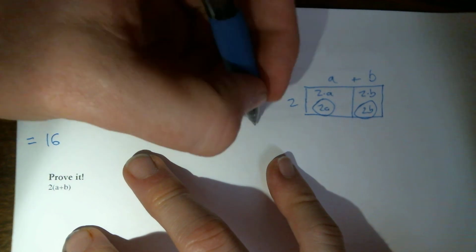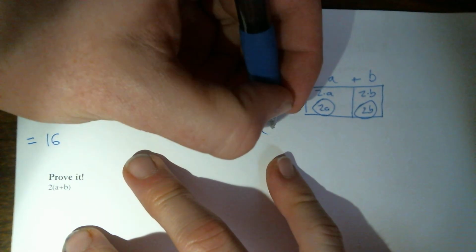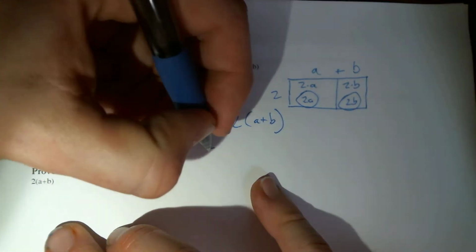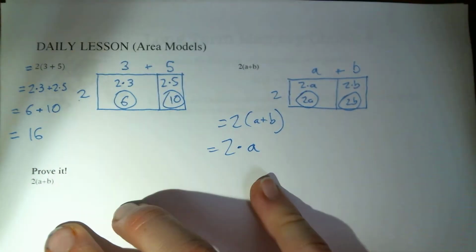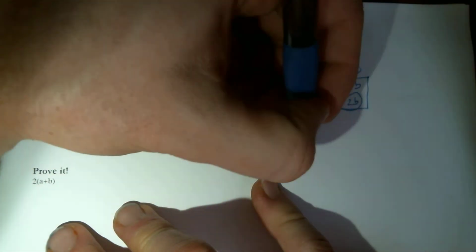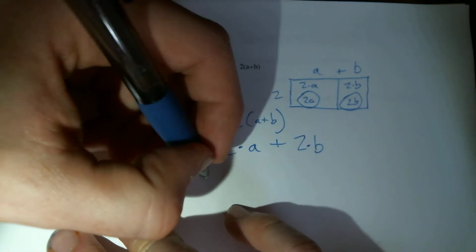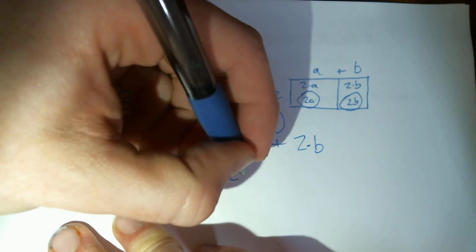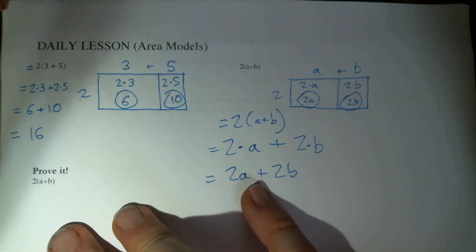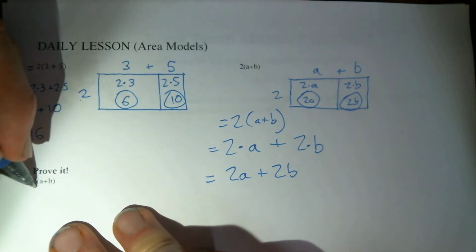So here I can say 2 times a plus b. That is the same exact thing as doing 2 times a, so the outside number times one of the inside terms, add it to 2 times the other inside term. So simplifying this down, it's actually 2a plus 2b. So we're saying this thing right here is equal to this.